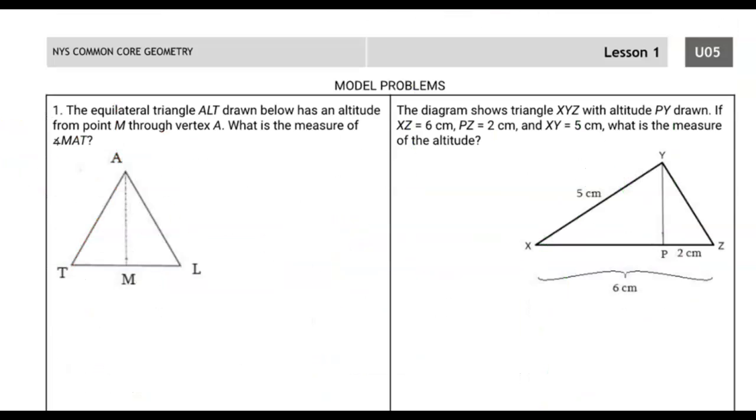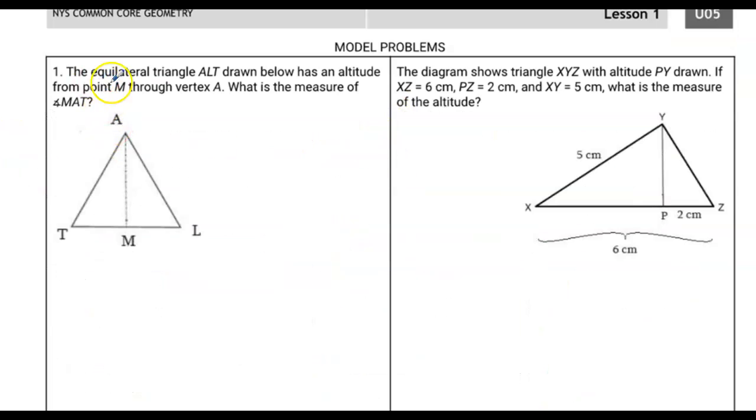All right, moving on to problems. In this first model problem, the equilateral triangle ALT has an altitude from point M through vertex A. This is called an altitude, so we're able to say that it has a right angle. It asks, what is the measure of angle MAT?